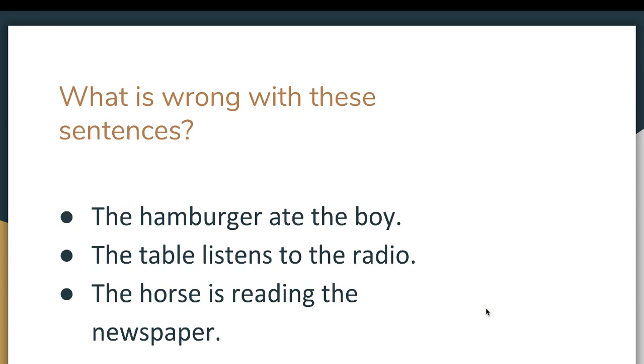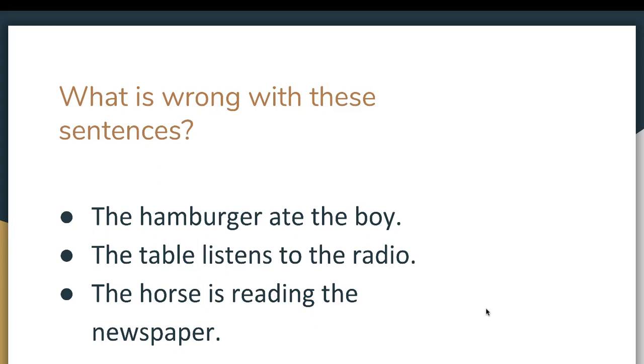And so when we look at these sentences, and these were ones that were in our text, the hamburger ate the boy, does that make sense to us? No, right? Syntactically, or that means grammatically, it is correct. We have a subject and a predicate. We have a noun, a verb, and another noun.